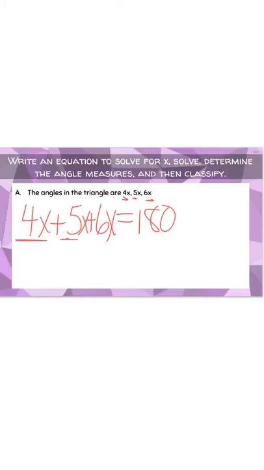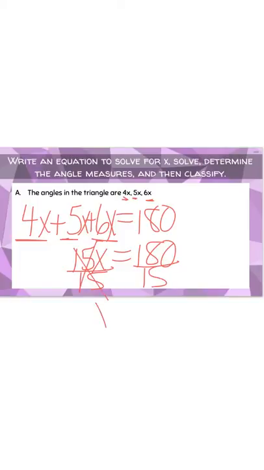Because all 3 of them have an x in them, we can combine like terms and add them all together. So 4 plus 5 is 9, 9 plus 6 is 15. Keep our x, it's equal to 180 degrees. Now, to get rid of the 15, we would divide by 15 on both sides. That leaves us with x equals 180 divided by 15 is 12 degrees.